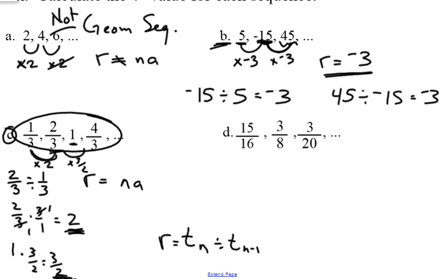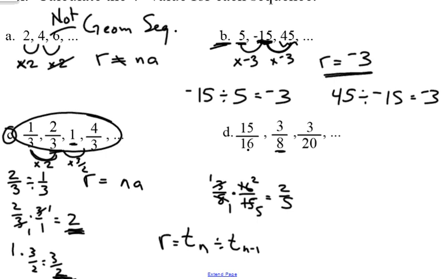Let's try D. 3/8 divided by the previous one, 15/16, but I don't divide by that, I multiply by the reciprocal. Well, we can always cancel. 8 and 16 becomes a 1 and a 2. 3 and 15 becomes a 1 and a 5. So we get an R value of 2/5.